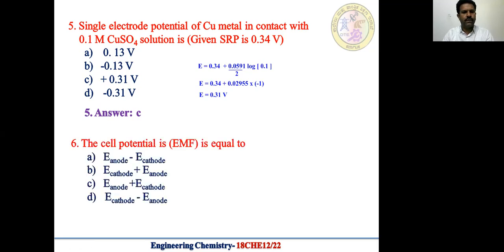Question number 6. The cell potential or EMF is equal to: option A, E anode minus E cathode, option B, E cathode plus E anode, option C, E anode plus E cathode, option D, E cathode minus E anode. So just as we discussed above, the right answer is option D, that is EMF is equal to E cathode minus E anode.